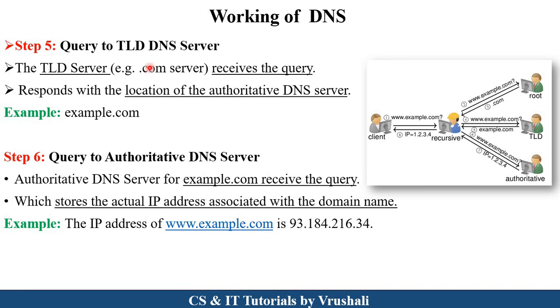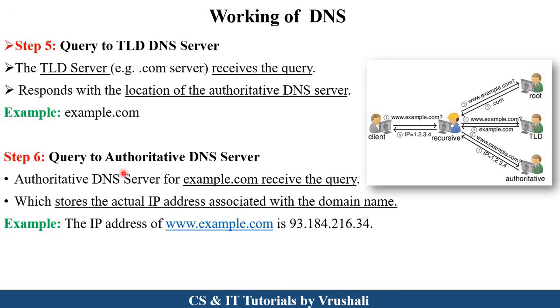Now the next step is query to TLD DNS server. This TLD server finds out the location of the authoritative DNS server. They find out the .com server, for example example.com. This is a particular website, right? So first the root DNS server finds out the .com extension. Now the TLD DNS server finds out the example.com IP address of that network.